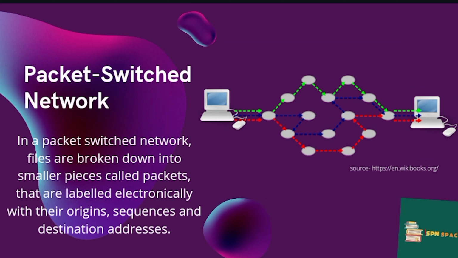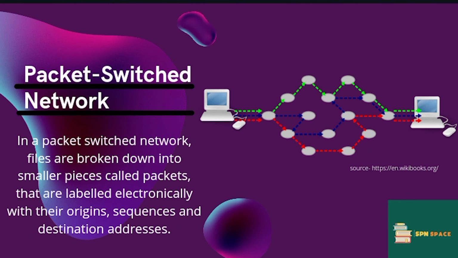So now let's go to packet switched network. In a packet switched network, files are broken down into smaller pieces called packets that are labeled electronically with their origins, sequences, and destination addresses.